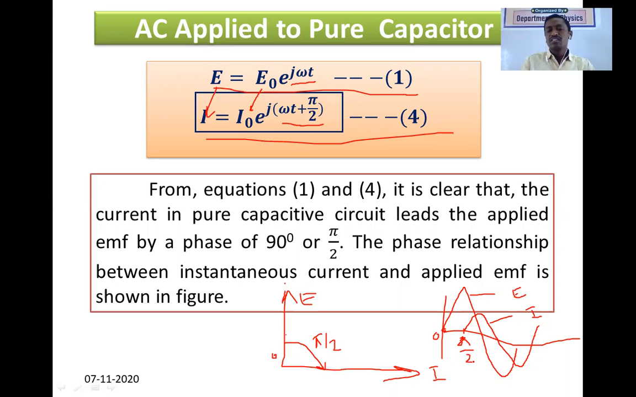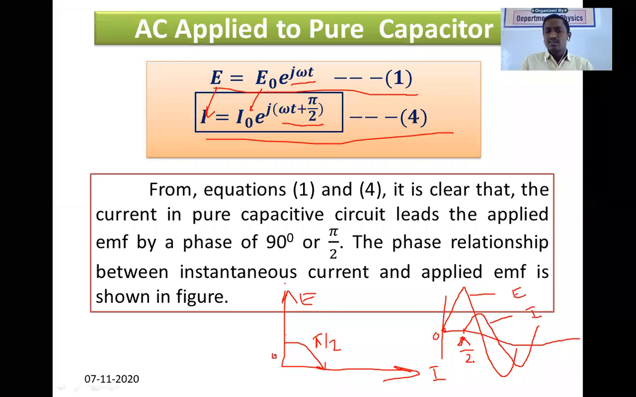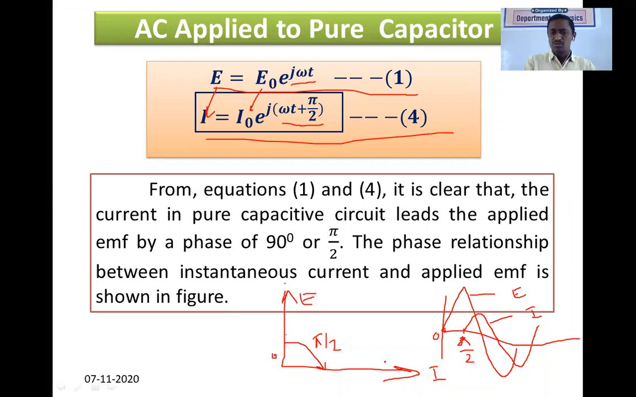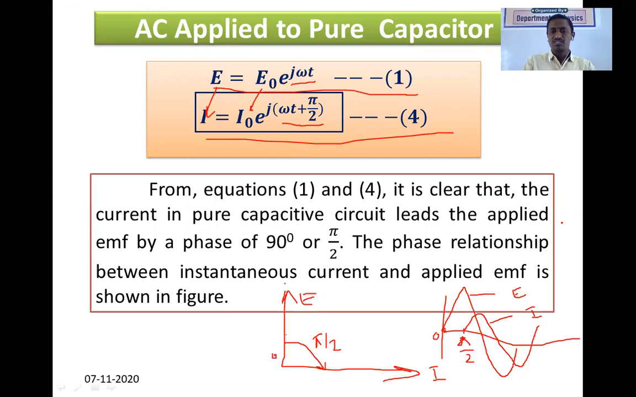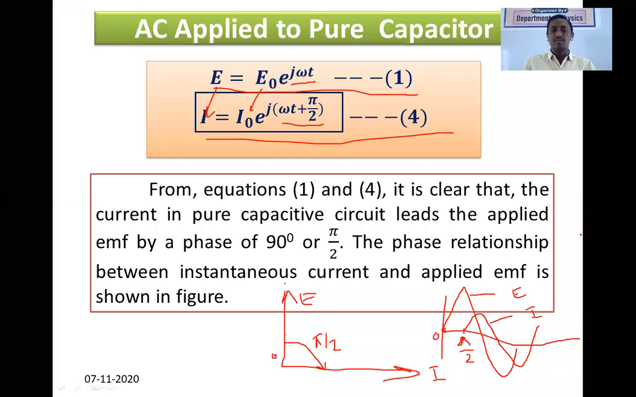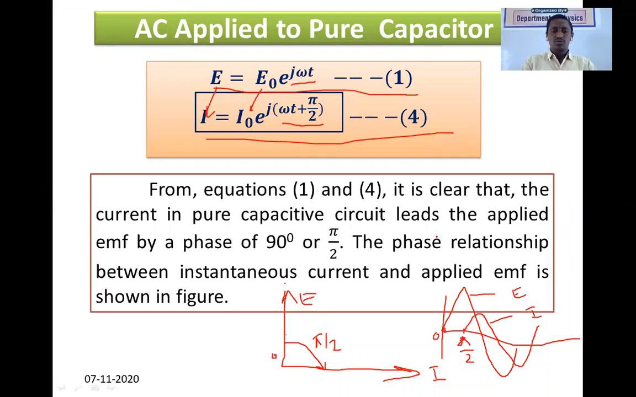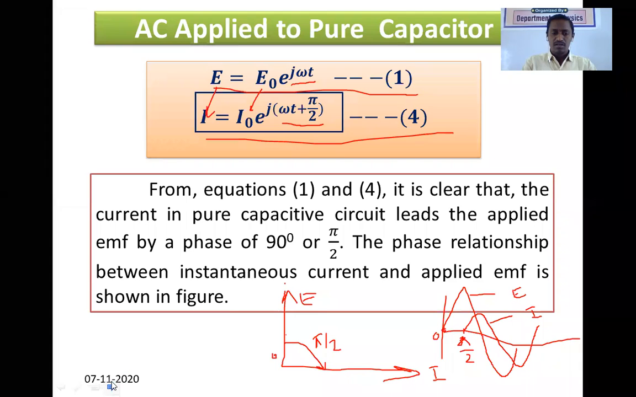Okay, so in this way we can show the phase relationship between current and voltage, but it is not compulsory to show it. Whenever we just mention that from equations 1 and 4, it is clear that the current in a pure capacitive circuit leads the applied EMF by a phase of 90 degree or pi by 2, then it is sufficient. Okay, so that is about today's topic.